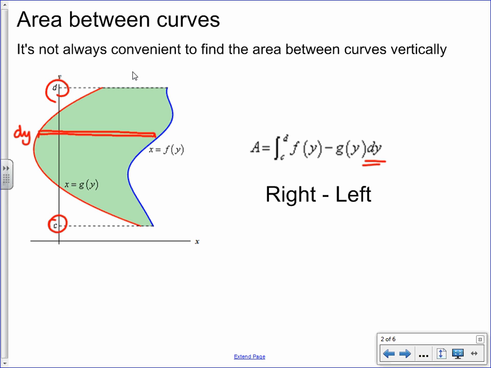We would have to rewrite this as x equals 2 minus y. And so the function on the right is 2 minus y. The function on the left is y, dy. And now we have it with one integral instead of two. More convenient. Because our y values that we have begin at 0 and end at 1.